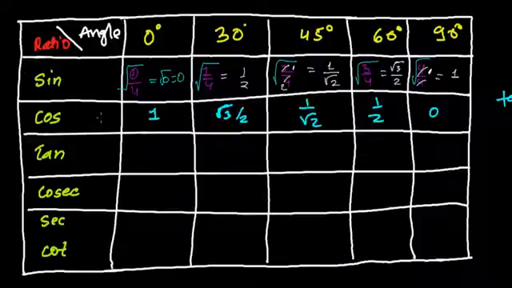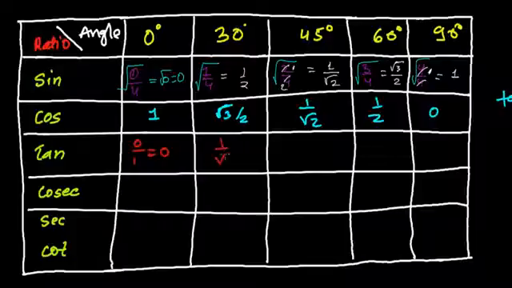Sine 0 is 0 over 1, so that's 0. Tan 30 is 1 by 2 over root 3 by 2, so it's going to be 1 over root 3.